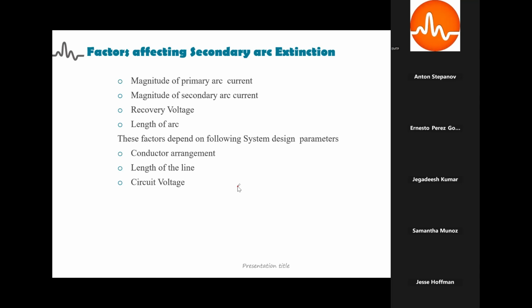All these four parameters depend upon the system design, that is the conductor arrangement, length of the line, and circuit voltage. We know that the circuit voltage is directly proportional to the capacitance offered, and also the length of the line. So in that aspect, the design of the system influences all these parameters.